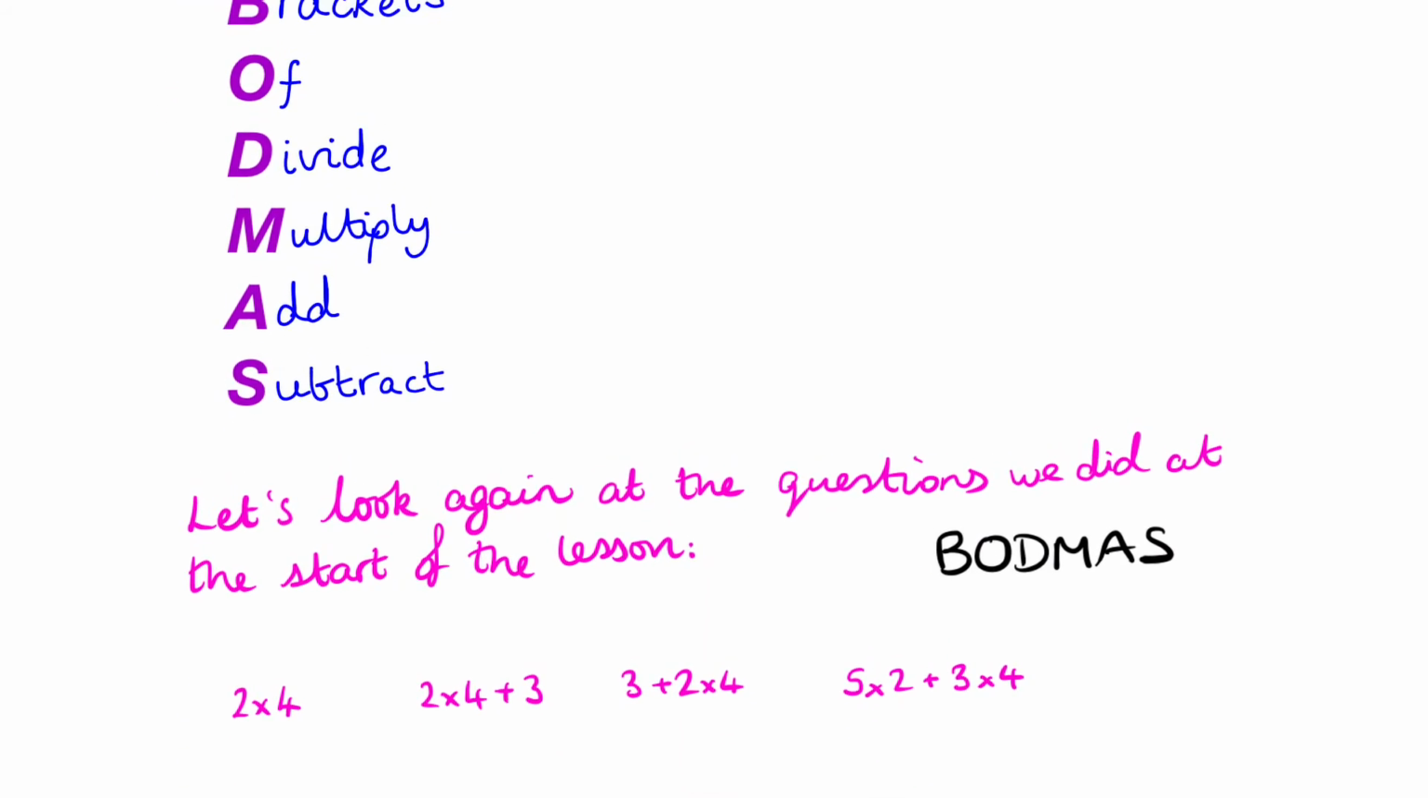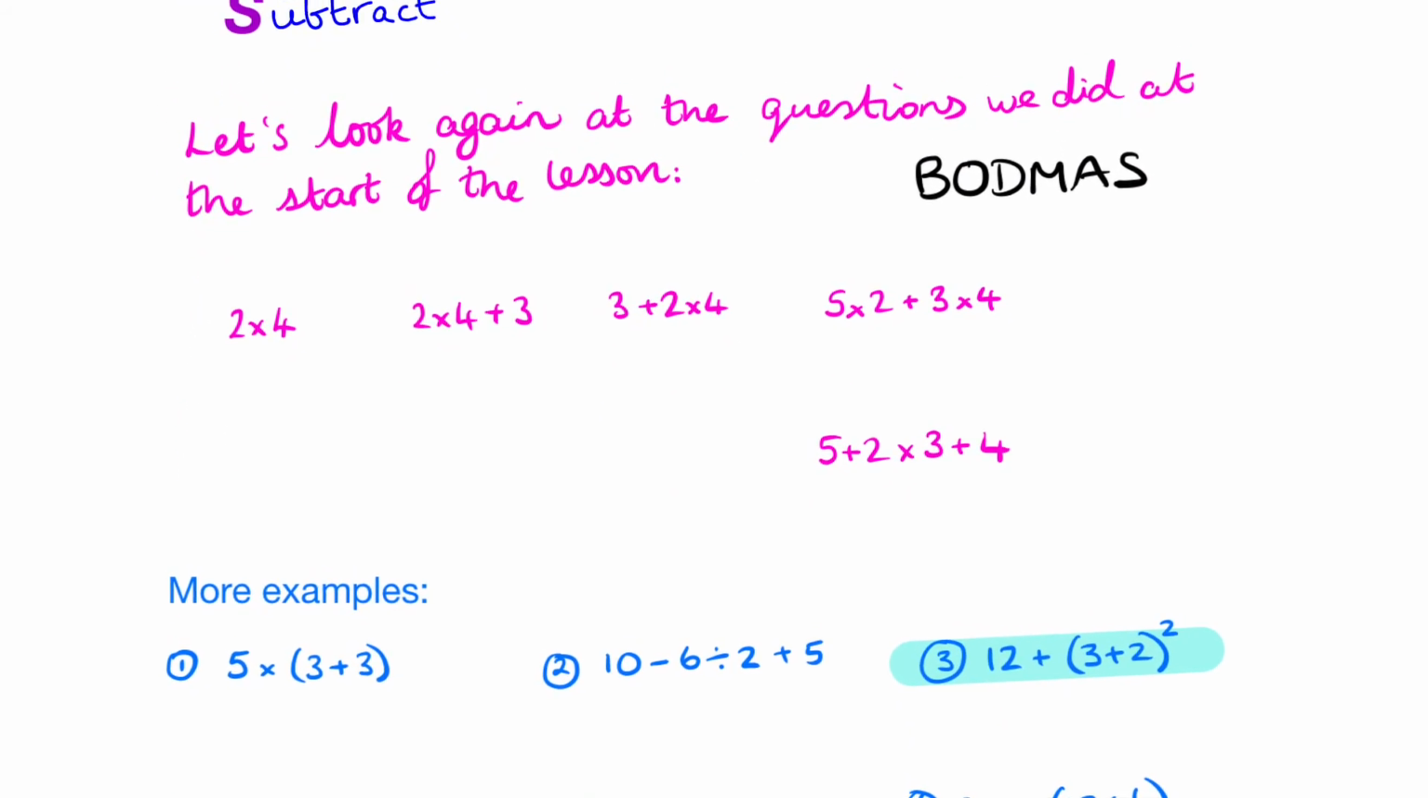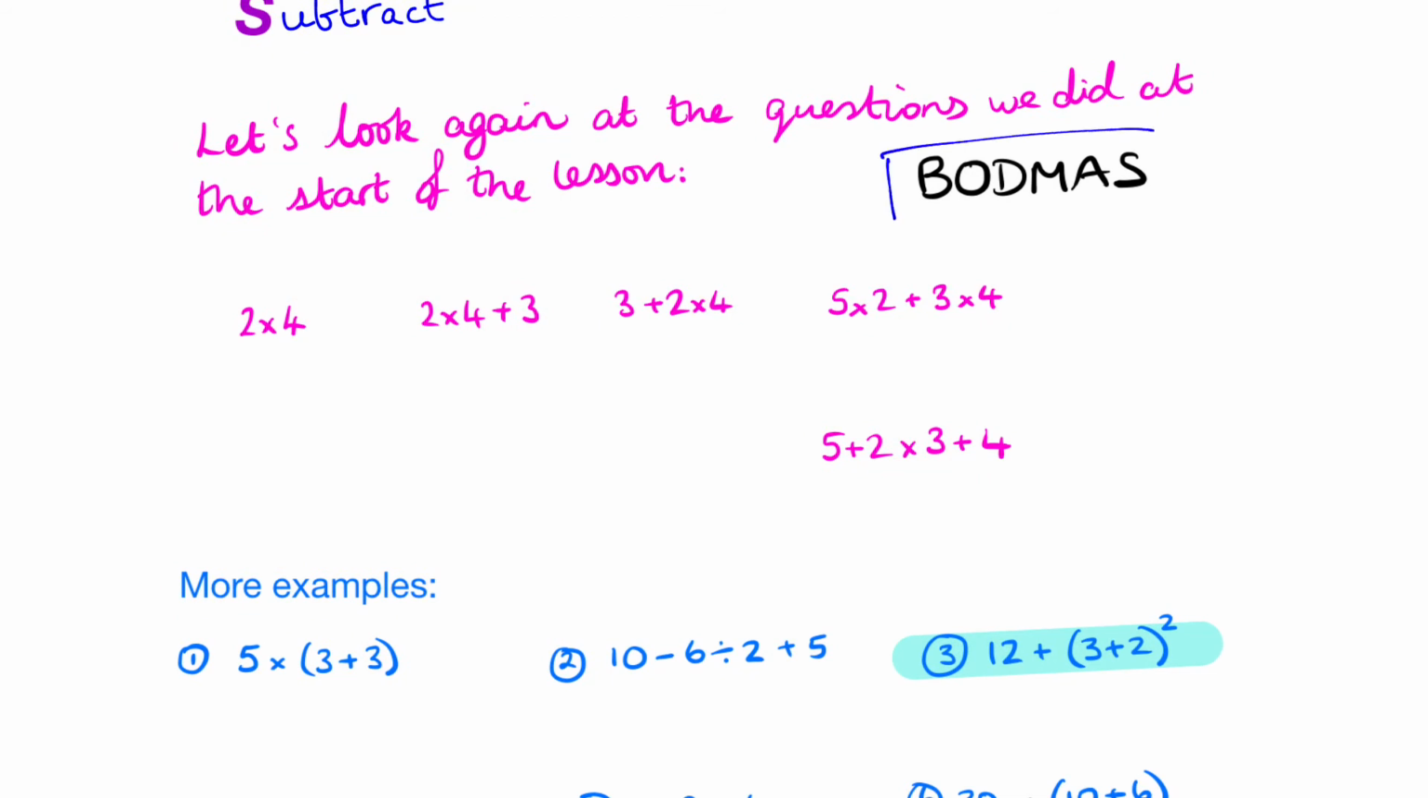So let's look again at the questions we did a minute ago, and we're going to use the order here. Brackets, of, divide, multiply, add, subtract. Basically, we can break this down a little bit further to say that we do our dividing and multiplying before we do our adding and subtracting. You can see in these pink questions here, we haven't got any brackets and we haven't got any ofs. So we're just going to make sure that our dividing and multiplying is done before we add and subtract. The first one, there was no question with that one anyway. We knew that was 8.